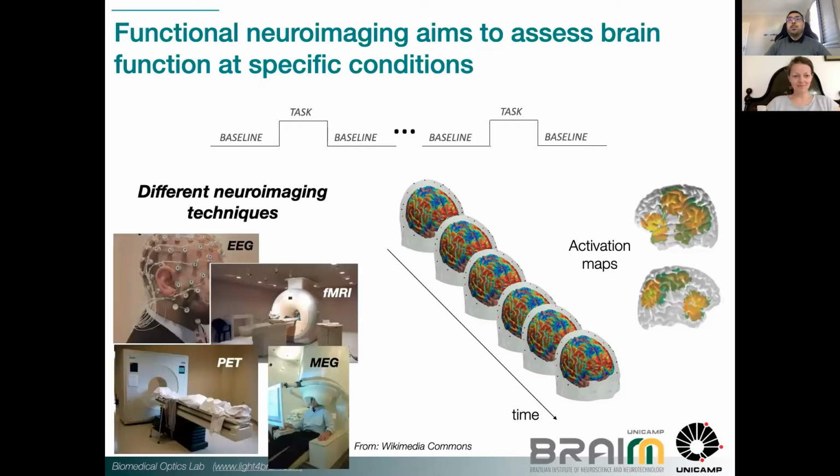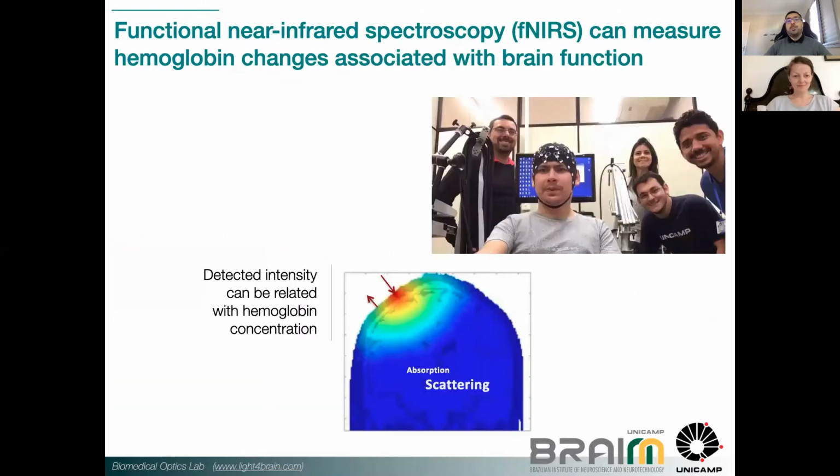Right? We can do that with a lot of different neuroimaging techniques. I guess the most widely known is fMRI. We actually started doing this with PET, and nowadays we can do that with EEG, MEG, and of course with functional near-infrared spectroscopy, right? So the idea is basically the same. This is a group photo of us being happy when we were in the lab before the pandemic. We were not actually aware of how happy we were, but we still were enjoying our time.